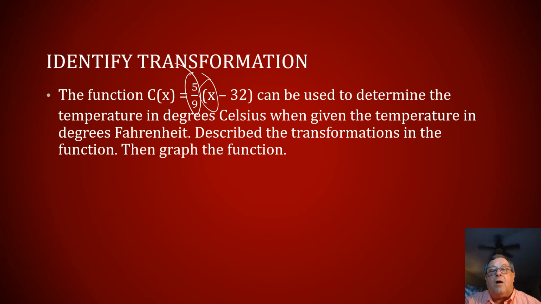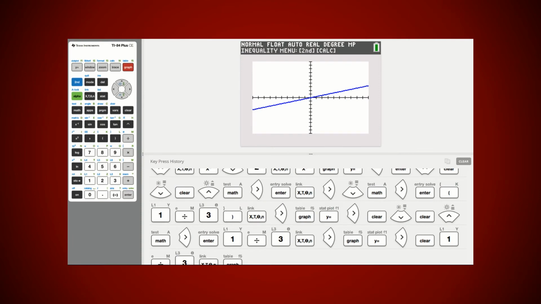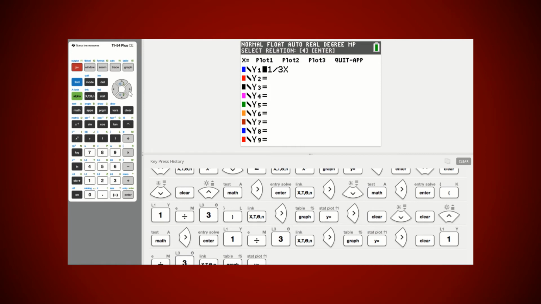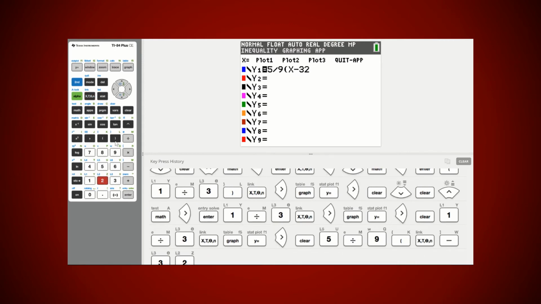All right, let's jump over to the calculator and graph this function to complete this exercise. Here we are. We're going to briefly graph this function. Let's clear out what I had in here. So we have Y equals 5/9 times x minus 32. I probably should have done some window adjustments.